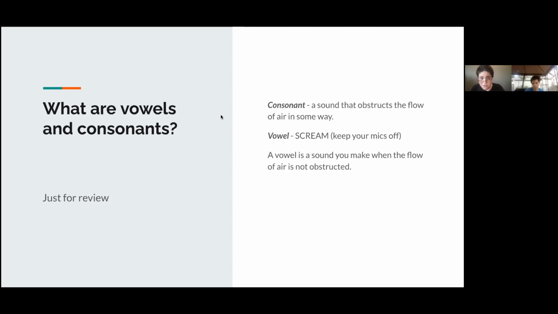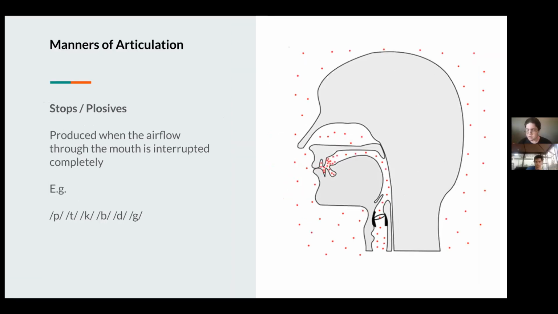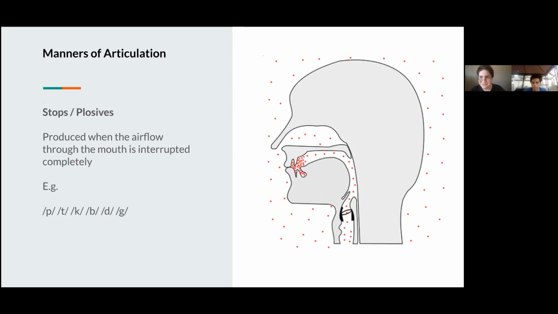Okay, so next we're going to talk about manners of articulation. We talked about places of articulation, right? Places in the mouth where humans produce sounds for language. There are also different manners of articulation, different ways that we produce sounds. So the first is called stops or plosives. This is another place where there are two terms used interchangeably. Stops or plosives are produced when the airflow to the mouth is interrupted completely.